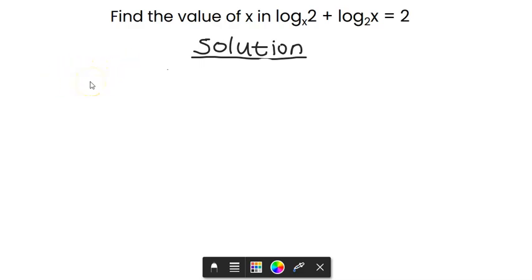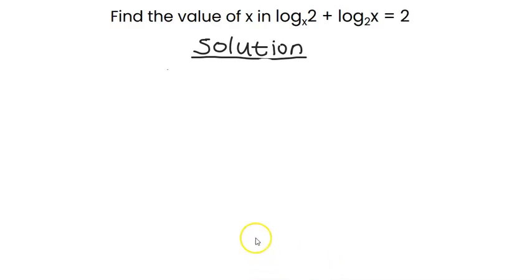For us to be able to carry out this particular operation, it is necessary that both logs are in the same base. This is log 2 base x, and here we have log x base 2. We can't work with it like this. We either change this to base x so that both of them will be in base x, or we change this to base 2 so that both of them will be in base 2. Therefore, to proceed, I will take the log of log x base 2 to base x. So that's what I will do.